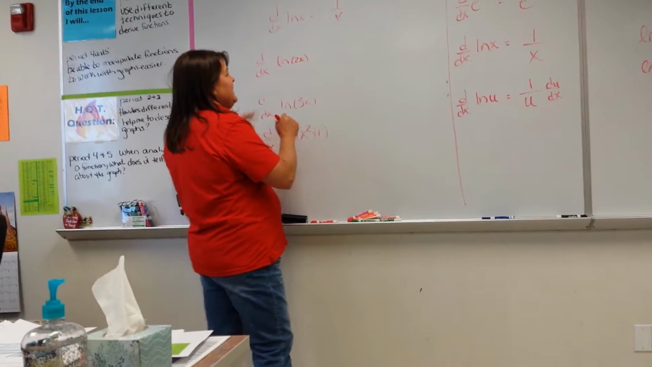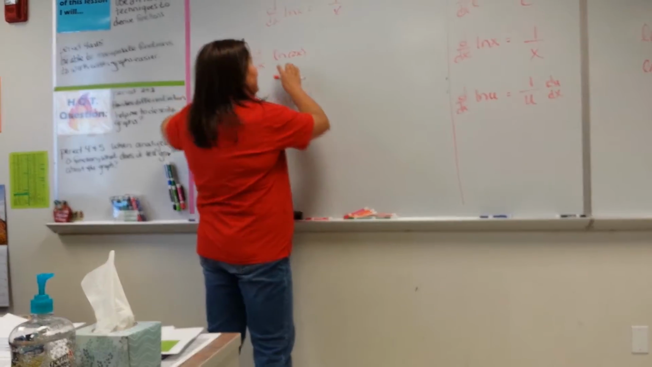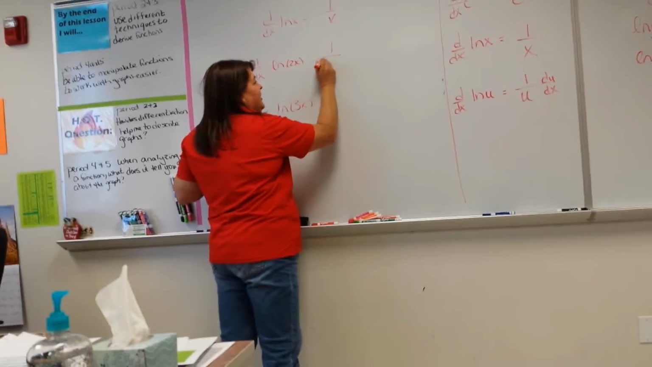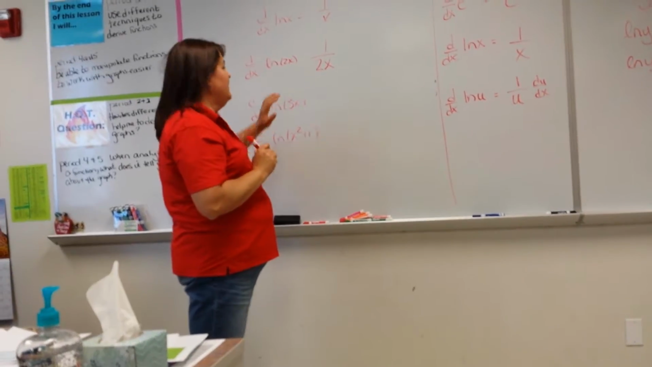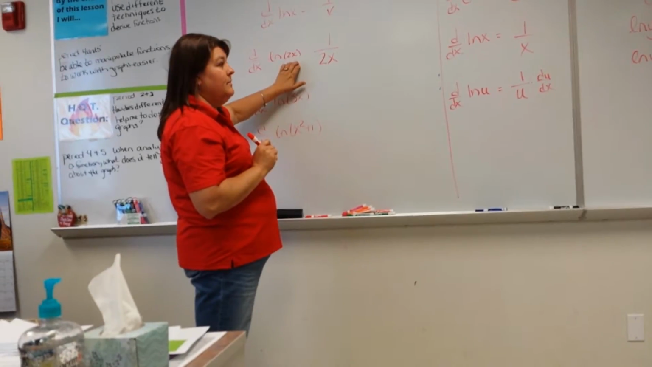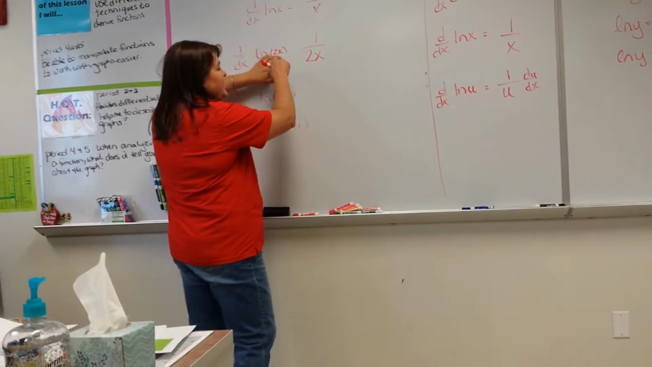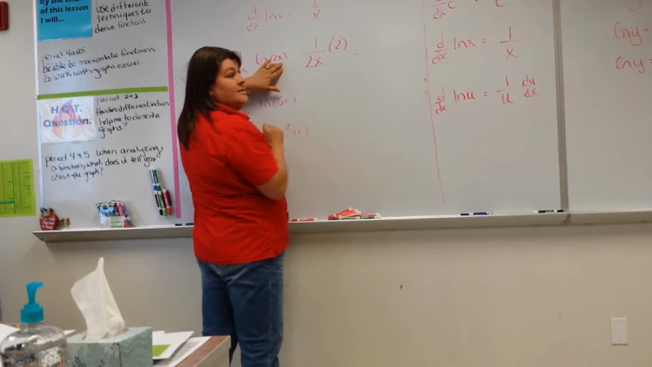So how do I take the derivative of ln of x? I take 1 over x, done, right? Let's take the derivative of this one. Well, it's going to be 1 over 2x and then times the derivative of the u. In other words, it's kind of like du over dx. So what is the derivative of u? 2 times 2. What's the answer to this?